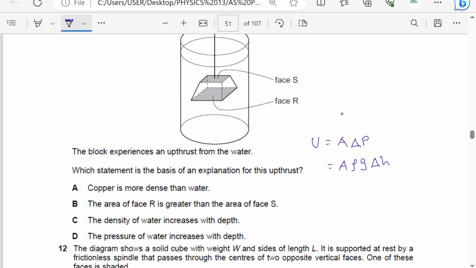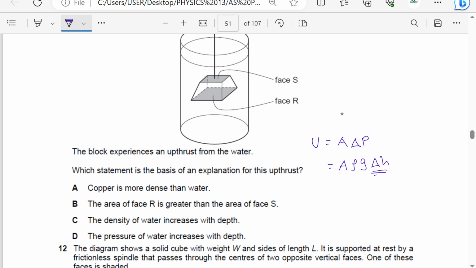So the question is, which statement is the basis of an explanation for this upthrust? Of course, upthrust is due to the difference in pressure. Pressure increases with the depth. As the depth increases, the pressure increases. So the pressure at the bottom is greater than the pressure at the top.